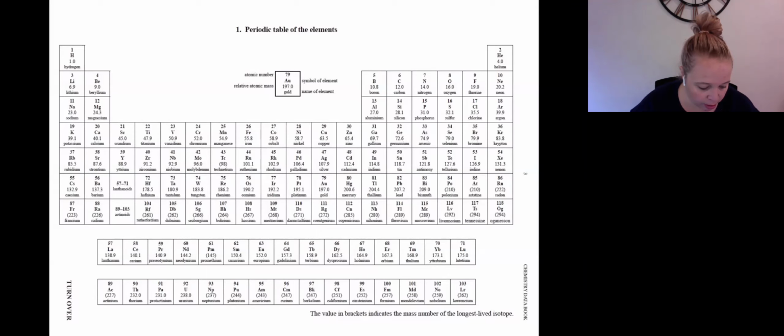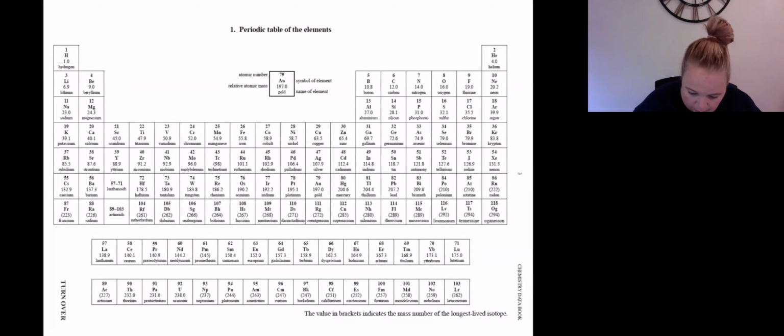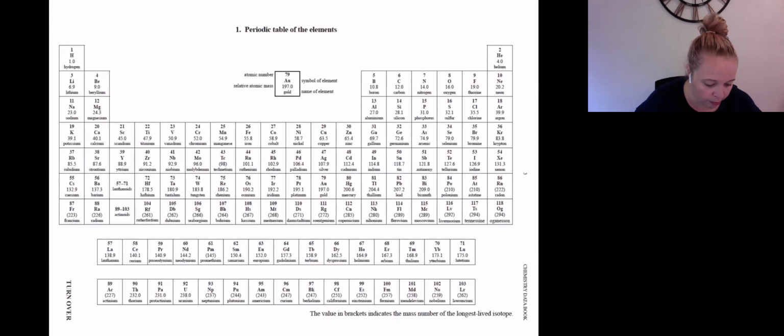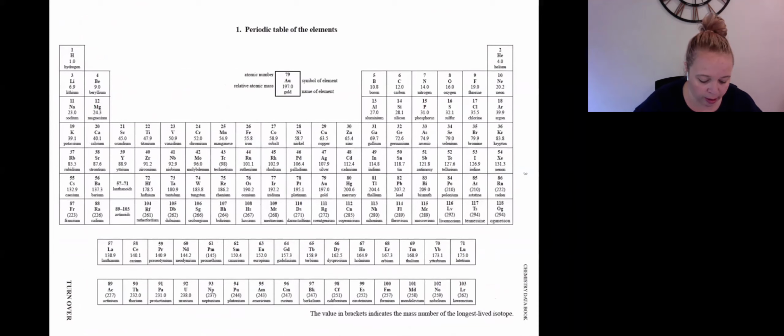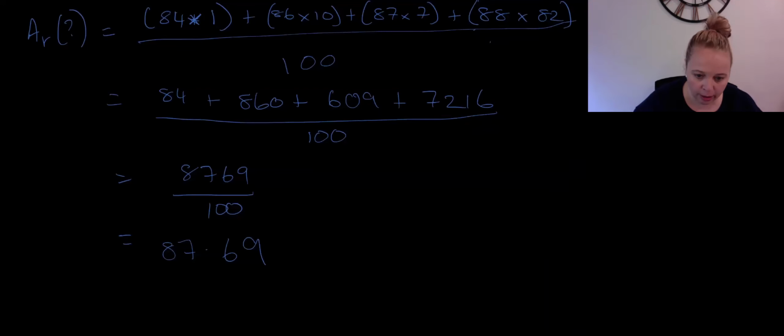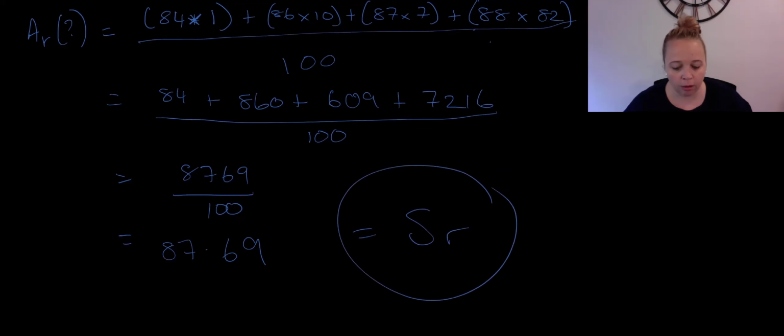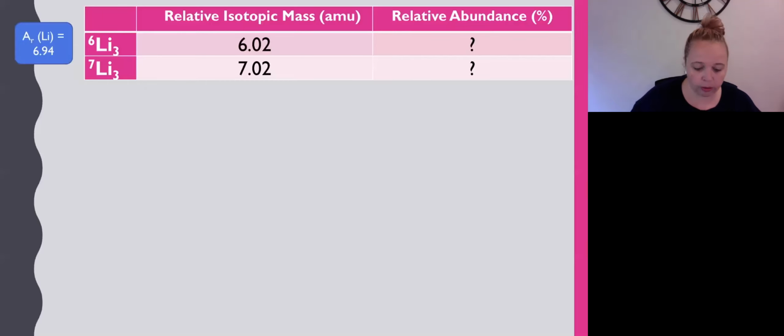Let's just have a quick look at our periodic table. Which element is closest to that? So we've got krypton's 83.8, we've got rubidium. I see here we've got strontium at 87.6. That's probably my closest. So we come back to here and we say equals strontium because that's my closest relative atomic mass. Okay, let's go on to our next one.